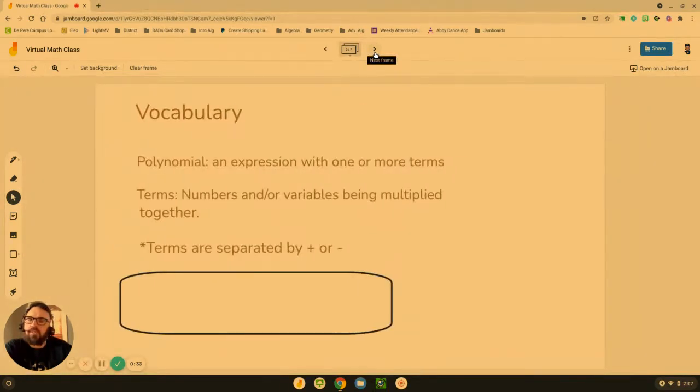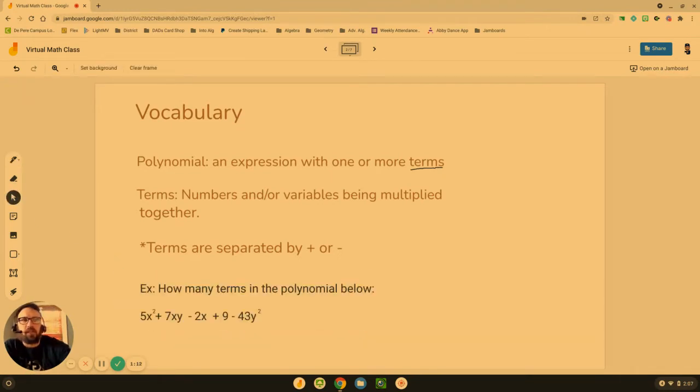A couple of vocab words that we got to focus on first. A polynomial is an expression that contains one or more terms. Terms being the operative word, which means we need to define terms. A term is numbers and/or variables that are being multiplied together. That creates a term if it's being multiplied together. When we look at this in an expression, terms are separated by an addition or a subtraction sign. Okay, so if we look at this example under here, how many terms are in this polynomial?